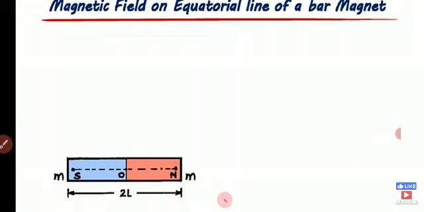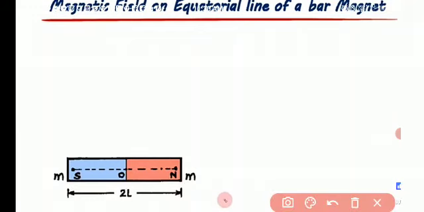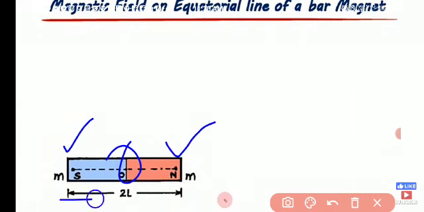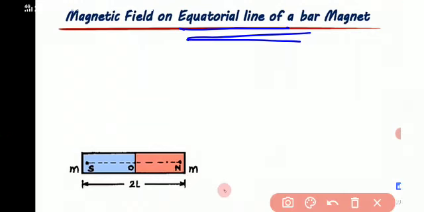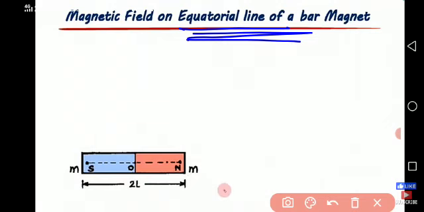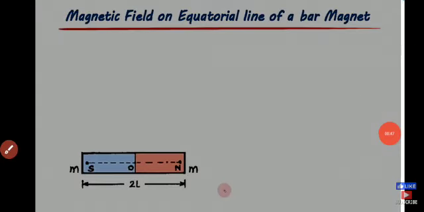Dear students, again I have taken a bar magnet having two poles, north pole and south pole. O is the center and the total length of the magnet is 2L. And now we have to find the magnetic field on the equatorial line. So dear students, first of all you should know what the equatorial line is. Let me remind you that we have already defined it: the equatorial line is the line which is perpendicular to the center of the dipole. Okay, so this is your equatorial line, and now we will find the magnetic field on the equatorial line of a bar magnet.